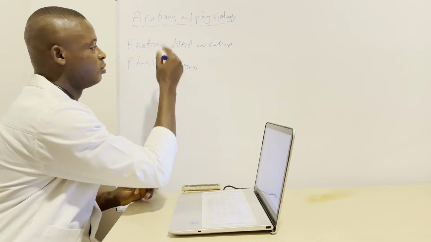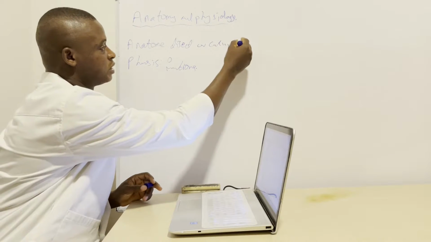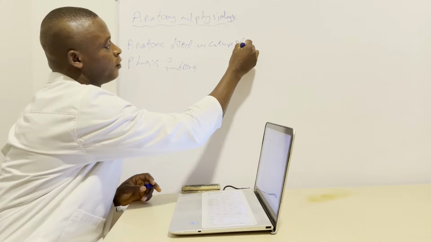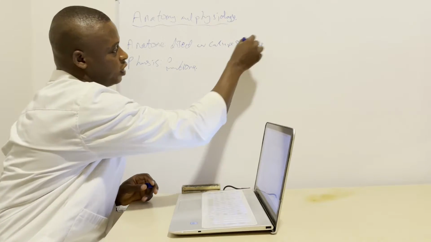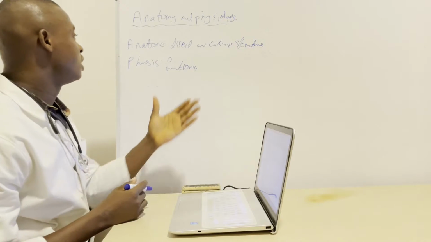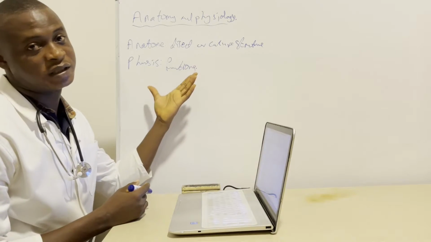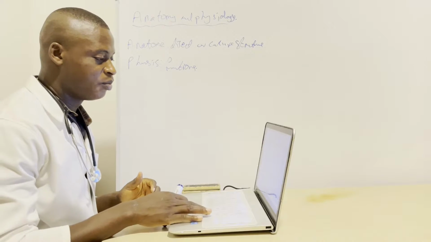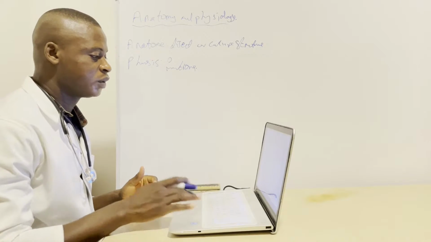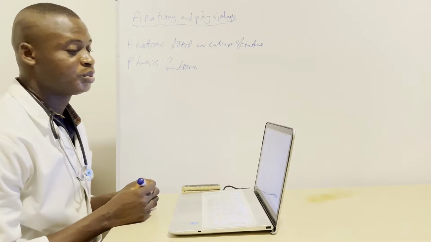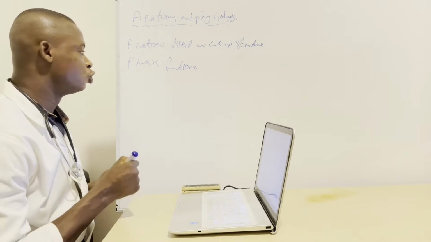Physiology has to do with functions of the body, whilst anatomy has to do with the structure of the various body parts. So anatomy is looking at the structure of the various body parts, whilst physiology is looking at the functions of all these body parts that we have in the human body. Okay, now let's dive straight into anatomy.